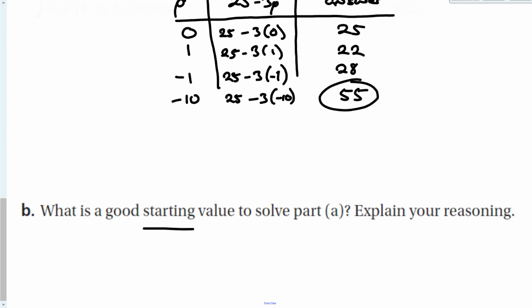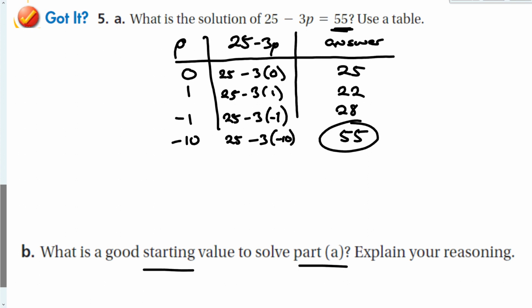And what was a good starting value to solve part A, right? We started with 0, we went to 1, we saw that didn't work, and we went the other direction. So 0 is not the best starting point because it doesn't really give us too much information and it wasn't really close. A better starting point would have been, well, -10 would have been the best starting point because then you would have your answer. But if it was just a guess, maybe -5, -7, something like that.